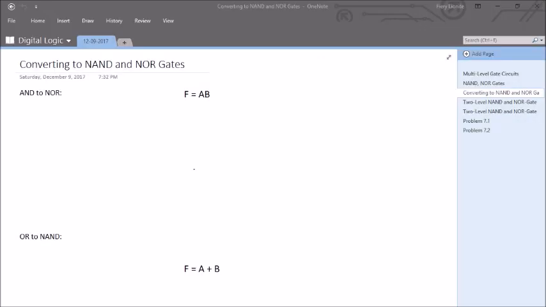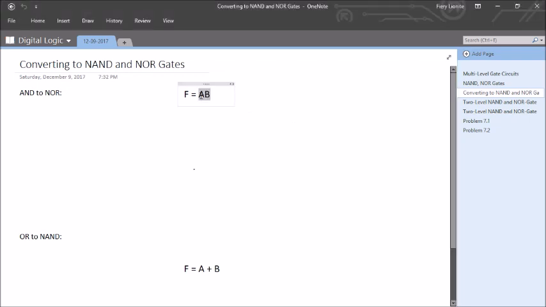Now here's an activity that you have to do a lot throughout this chapter. It's converting another gate to NAND and NOR gates. Here's the first example. We have an AND circuit, A times B, and we need to convert it to a NOR gate. First and foremost, we need to recall that F double prime is equal to F.